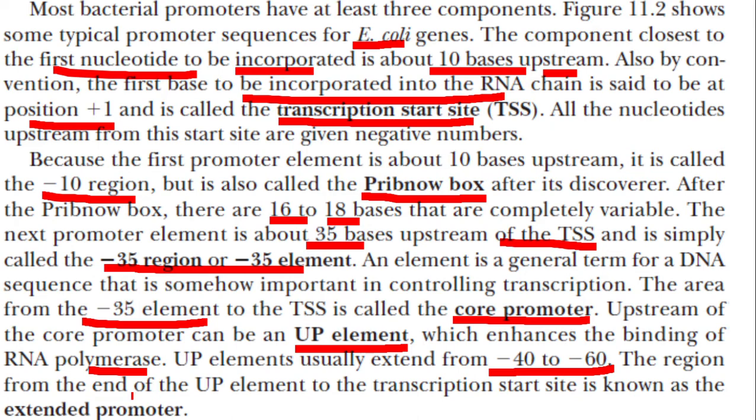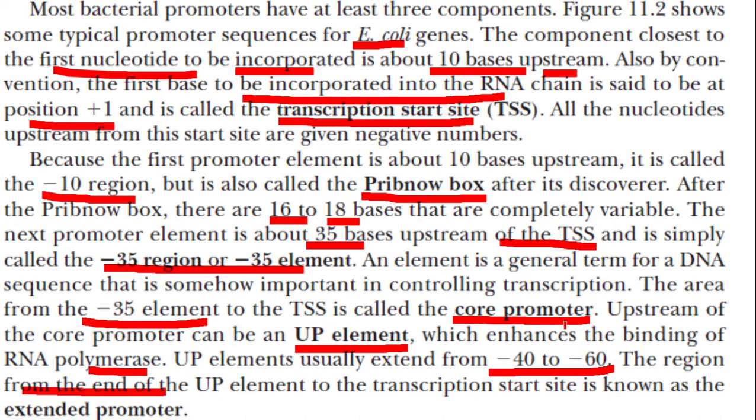The region from the end of the UP element to the transcription start site is called extender promoter. So which is the end of the UP element? -40. So -40 to +1, that region is called extender promoter. So all these are the consensus sequences. Which are the consensus sequences? Remember, TSS is the base against which the first nucleotide is added. It's called +1. Thereafter, at -10, we have a Pribnow box. It is a consensus sequence. It is present in many of the genes. And then there is the -35 element, that is a consensus sequence.